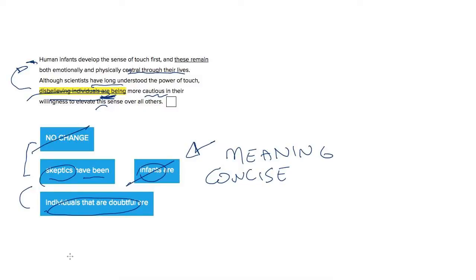Now let's consider between B and D. Individuals that are doubtful are. So although scientists have long understood the power of touch, individuals that are doubtful are more cautious in their willingness to elevate the sense over all others. Again, same deal here. The "have been" seems to be a little bit more in line with the previous part of the sentence, but nothing necessarily wrong with answer choice D, except that individuals that are doubtful, one more time, is very similar to skeptics. They mean the same thing. So because skeptics is more concise, we can cross answer choice D out as well. And that's how we end up with answer choice B as our best answer.